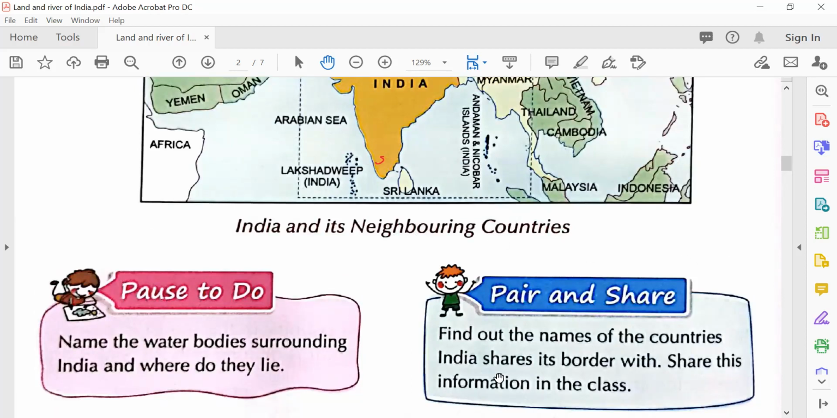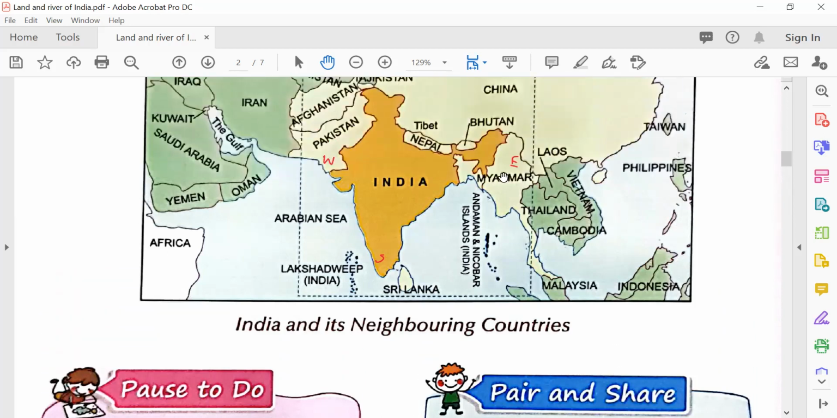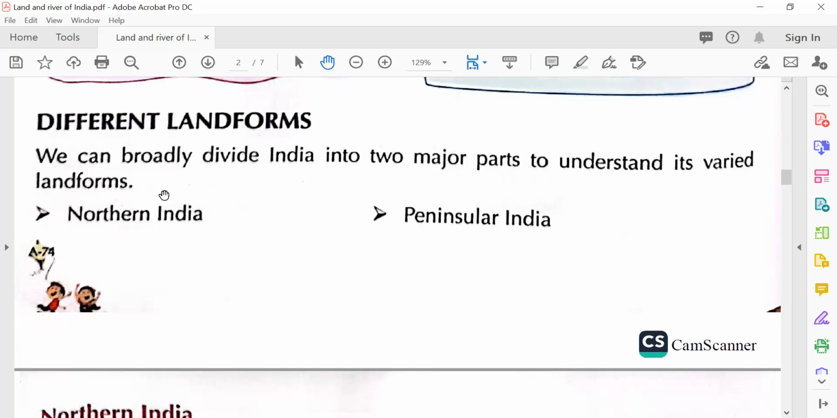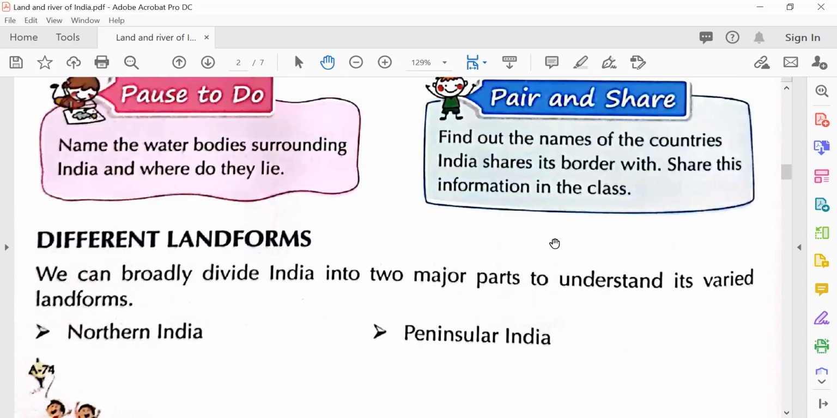Find out the names of the countries India shares its border with. Share this information in the class. So we have already done this. Which are the countries with which India shares borders? Different landforms. We can broadly divide India into two major parts to understand its varied landforms. How many parts? Two parts. Northern India and Peninsular India.